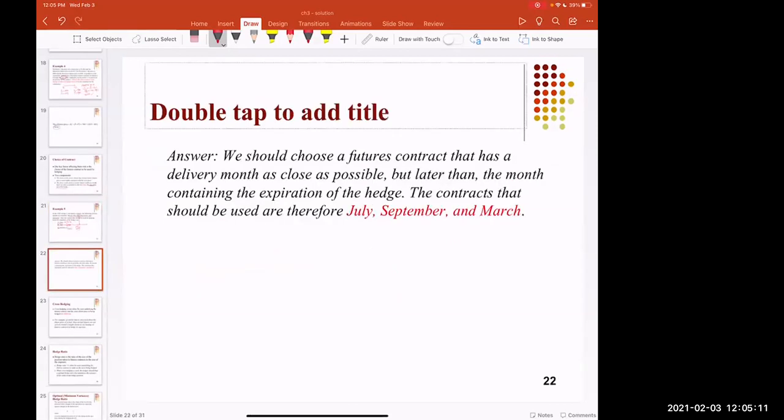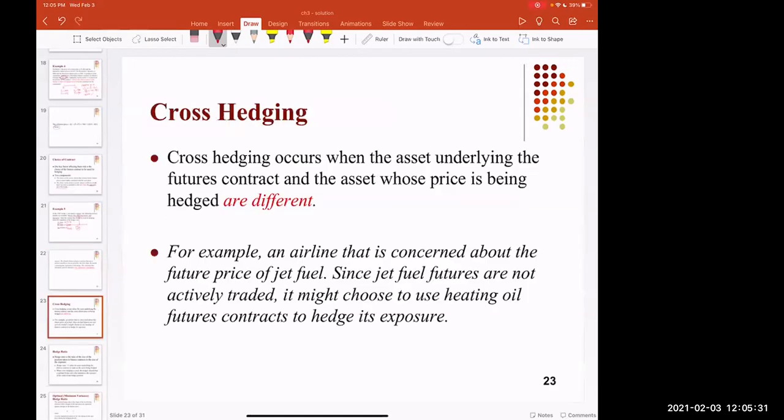So we should select the contracts July, September, and March. We should choose the futures contract that has a delivery month as close as possible, but later than the end of the life of the hedge. All right, so this is about choice of contract.